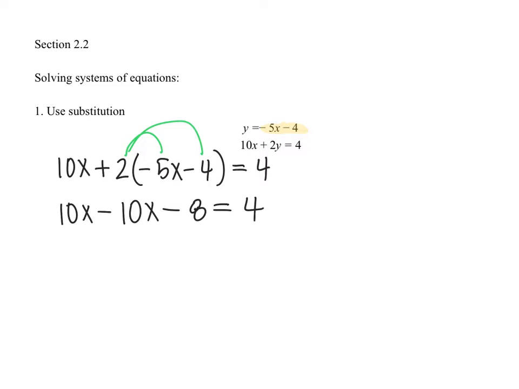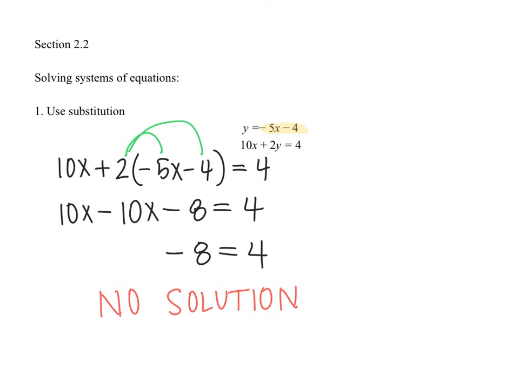Now 10x minus 10x is 0. So I'm left with negative 8 equals 4, which is not a true statement. So this is a case of no solution. So no solution, you put it over here as a star.